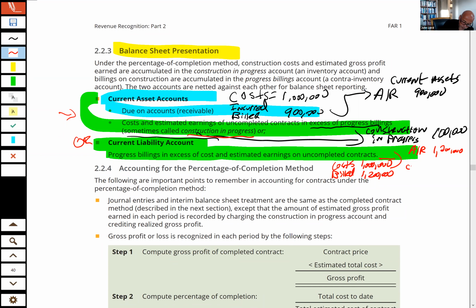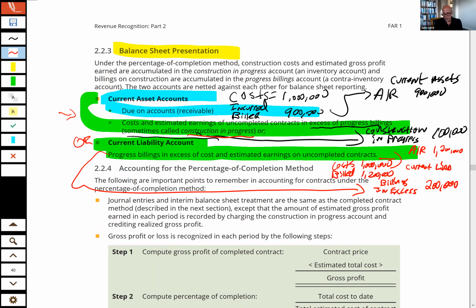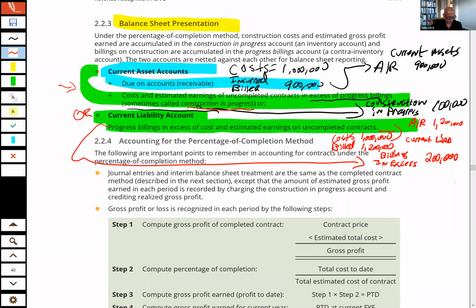And then in our current liabilities, we'll show what? I'm just going to abbreviate this to billings. Billings in excess of cost for 200,000. Good. That's what that account is trying to say. Not a very good write-up there, but I think we cured that problem with the example.